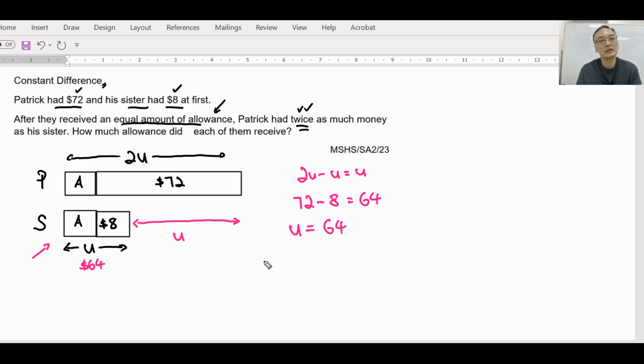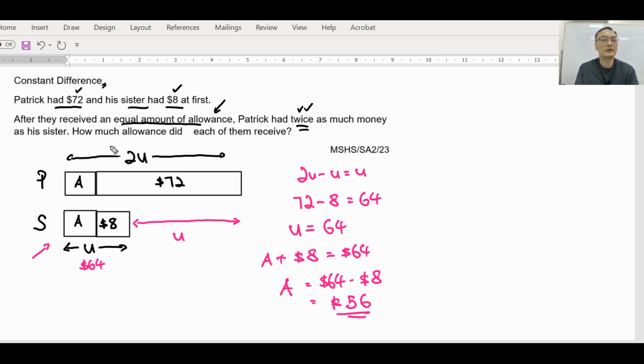Therefore, the allowance plus $8 will give you 64. So to find the allowance, we simply take 64 minus 8 and we will arrive at the answer of 56. And that's how we arrive at the answer. So this is constant difference.